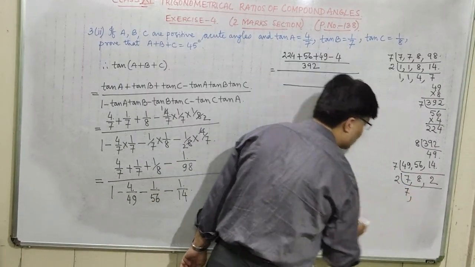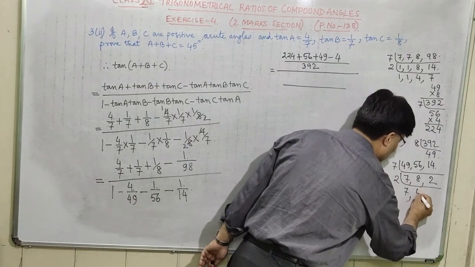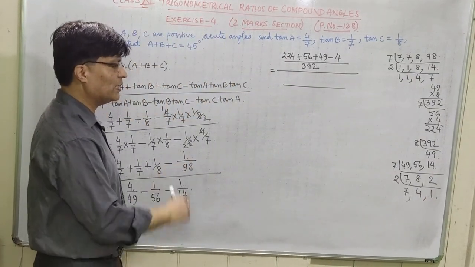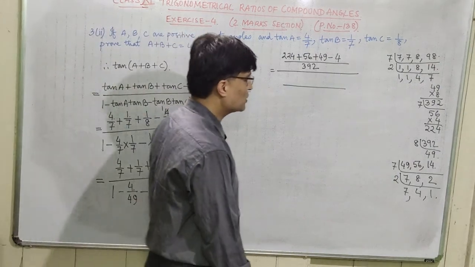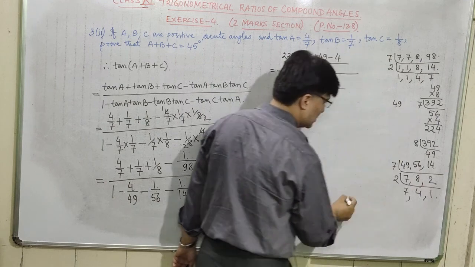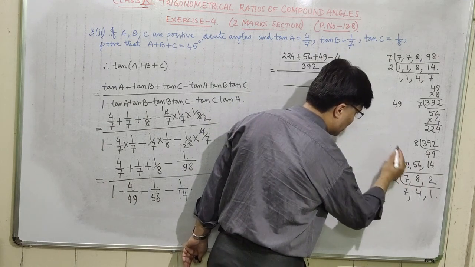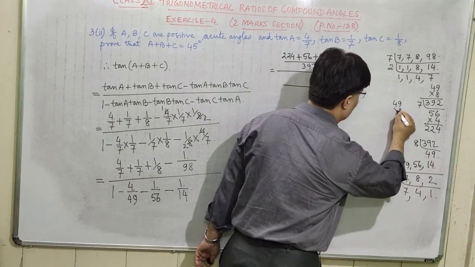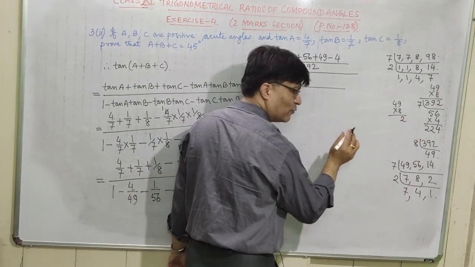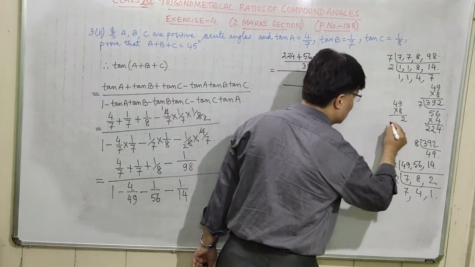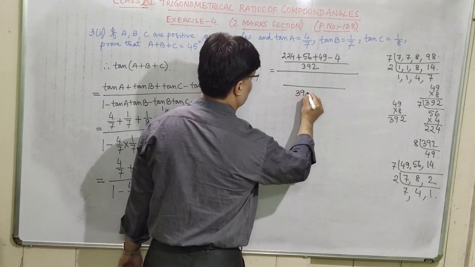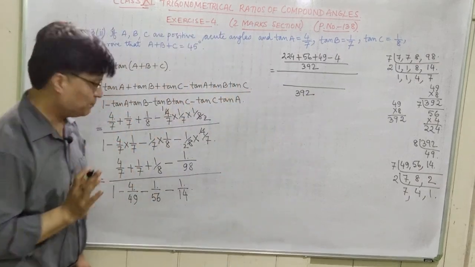7 is not divided by 2, right? So 7. 2 4s are 8, 2 1s are 2. So 7 7s are what? 7 7s are 49. 4 2s are 8. So 8 9s are 72, 8 4s are 32 plus 7 is 392. This is also 392. So your 392 is the LCM.